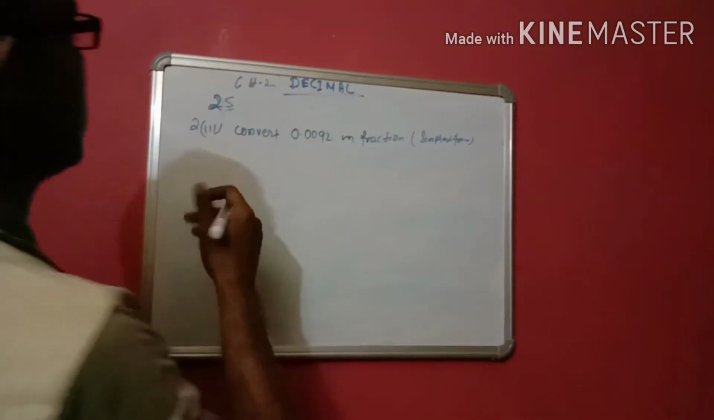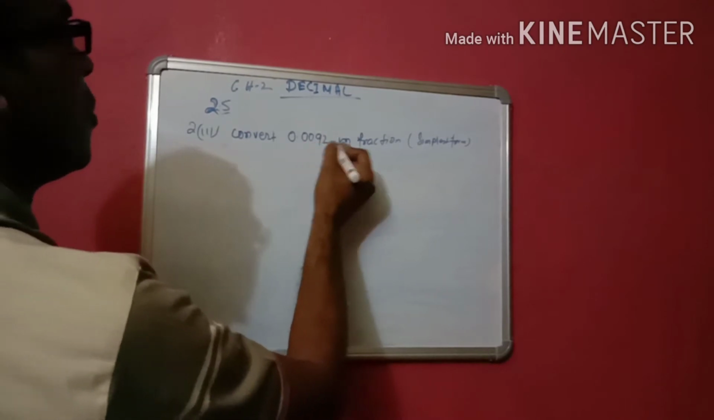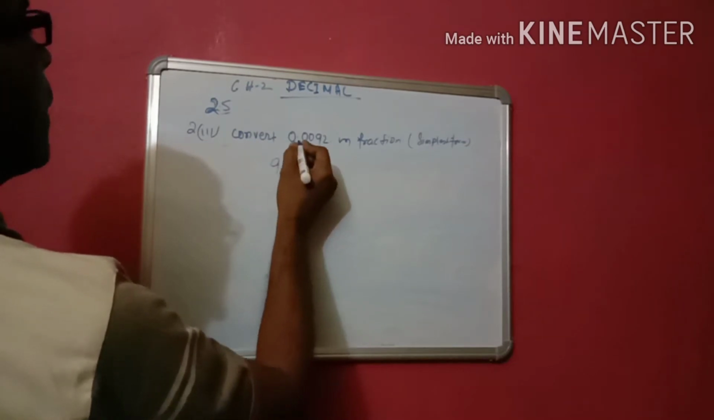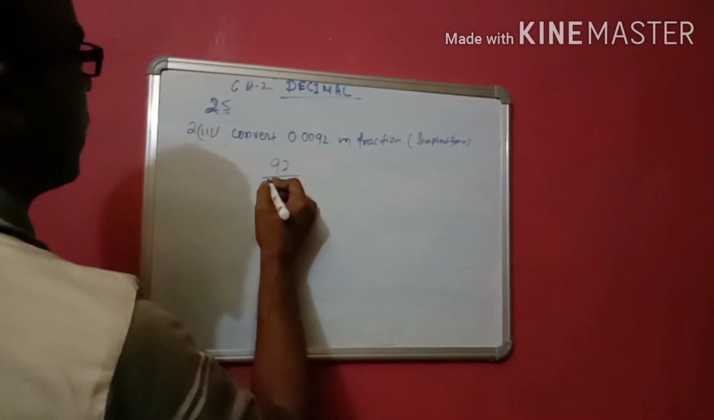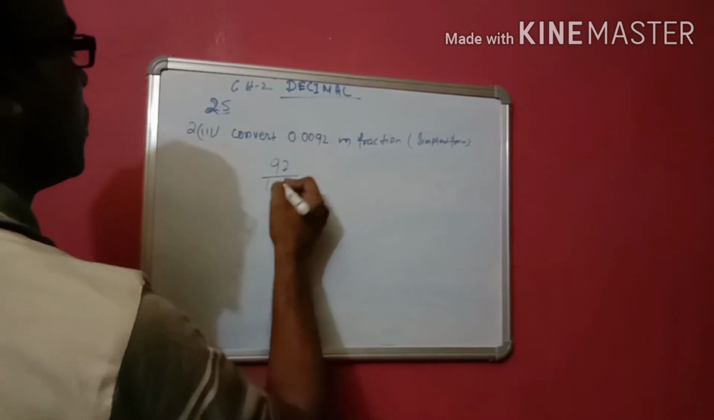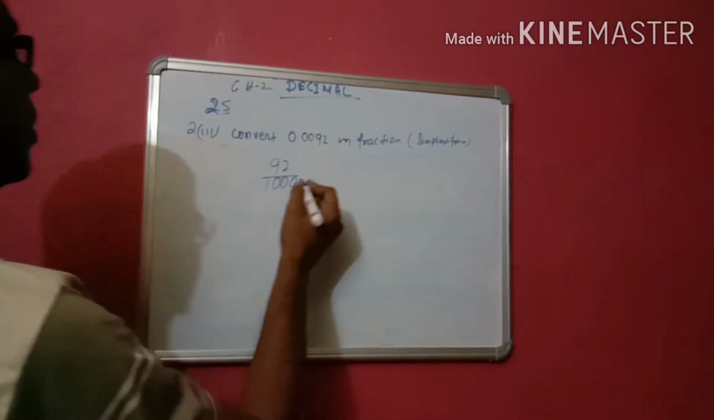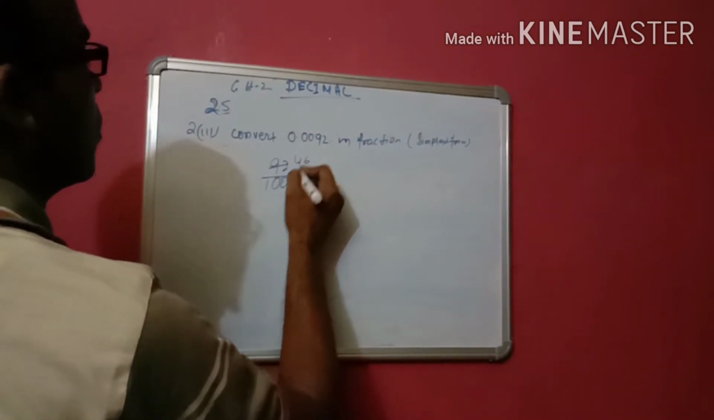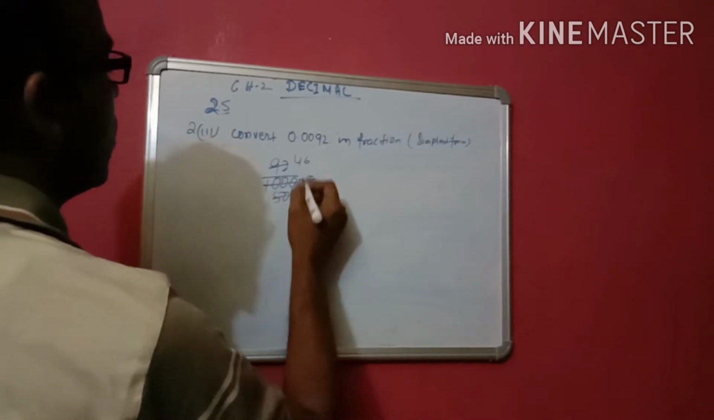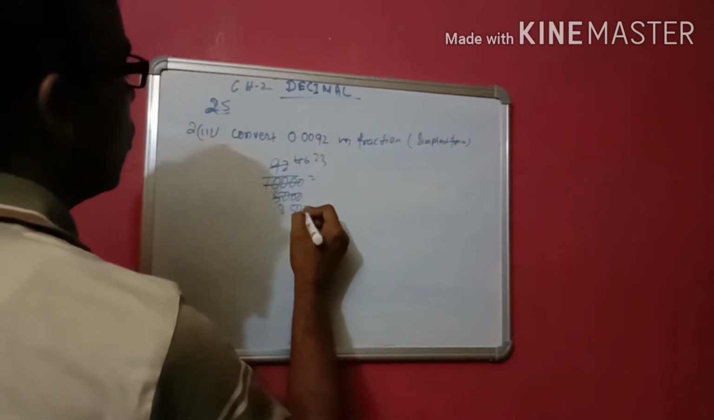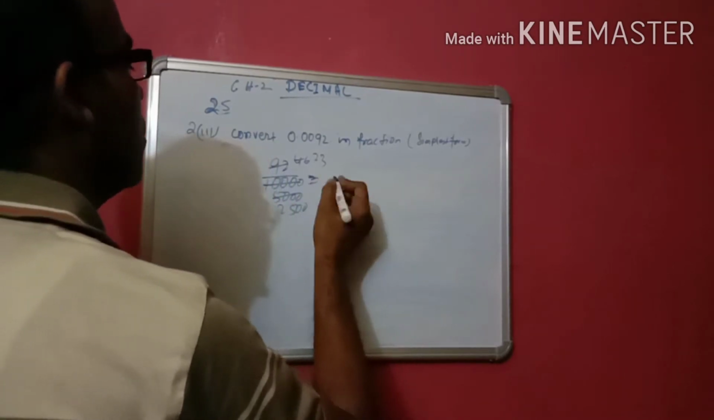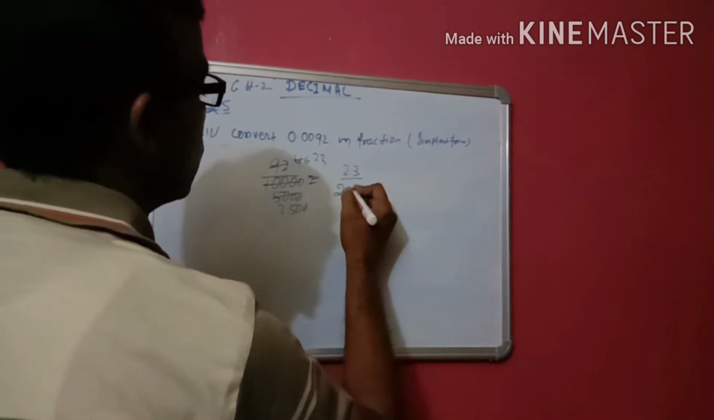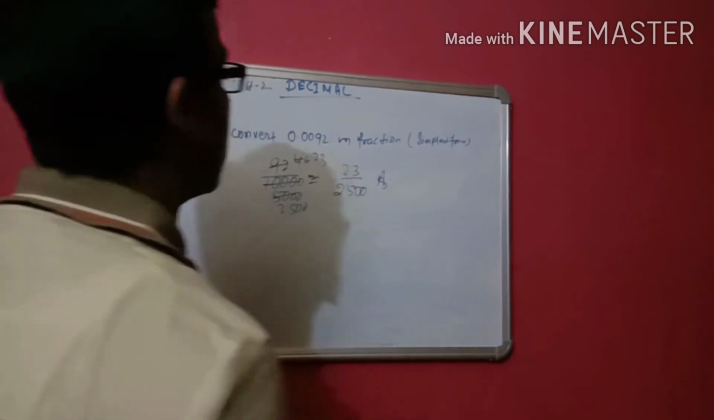Now see, question number 3: convert 0.0092 into a fraction. After the point, how many digits are there? 1, 2, 3, 4. Simply write 92 by 1 followed by 4 zeros, 10000. Now for the lowest term, first divide by 2: it will be 46 by 5000. Now this is 23 by 2500, and now it cannot be reduced further. So 23 by 2500 is your required answer. Write down.